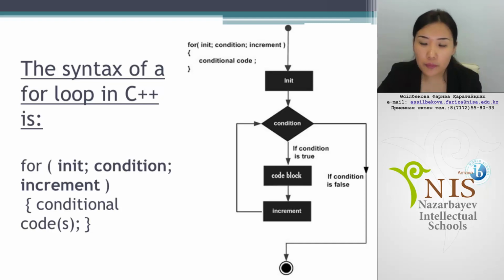This picture shows you how a for loop works. First, the initial variable, then the condition. If the condition is true, the conditional code will work and then increment. If the condition is false, it will break. And if the condition is true, the code will work and increment until your condition is no longer true.